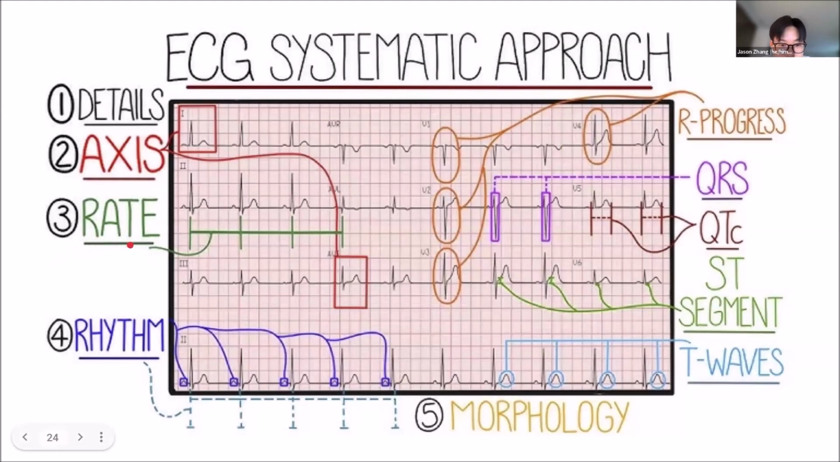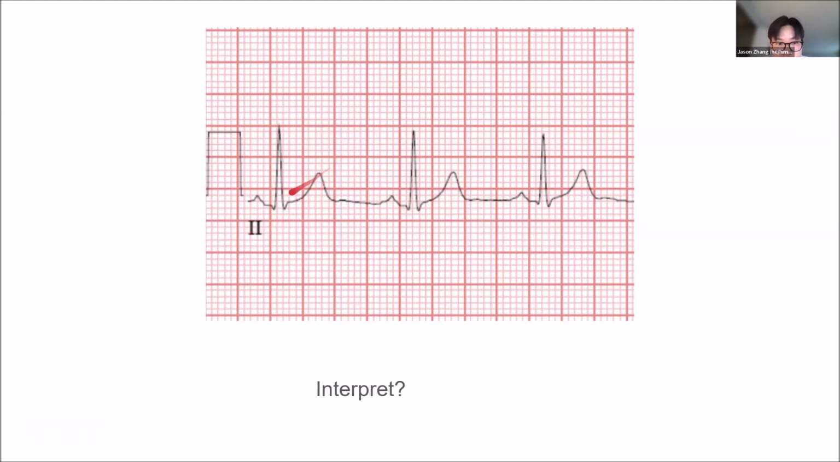For rhythm, what you're looking for is whether P waves are present. You want to see if there's a P wave before every QRS complex, and that'll tell you if it's a sinus rhythm, meaning the rhythm is originating from the SA node. Sometimes you'll have rhythms that are not originating in the SA node, for example AFib or atrial flutter. You won't see P waves because the rhythm is not being generated by the SA node, and that can be important for you to know as well.